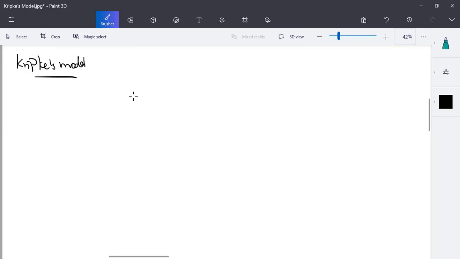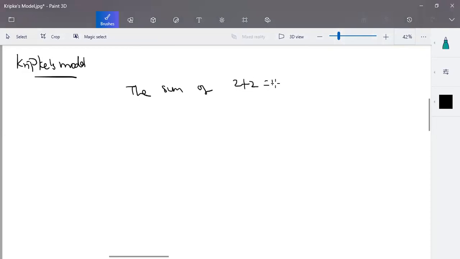Let me take an example first. When I write this statement, the sum of 2 plus 2 is 4, I assign a variable p, and p takes this value. What does the statement actually mean? 2 plus 2 is 4, right? It is going to be true whenever we take this p. Whenever we validate the statement, p is going to take the value true always.